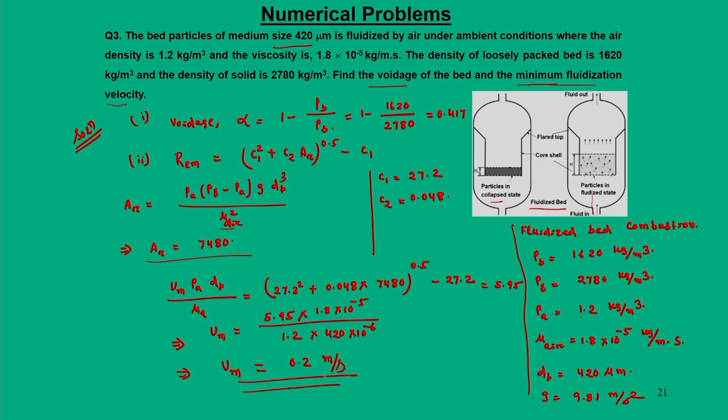So, it means that we must supply air at a velocity of 0.2 meter per second to bring this collapsed state of particles into the fluidized state.